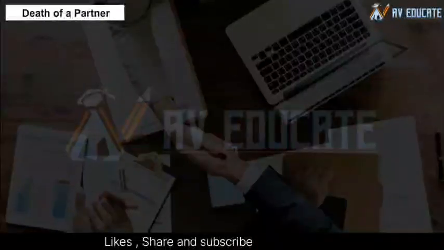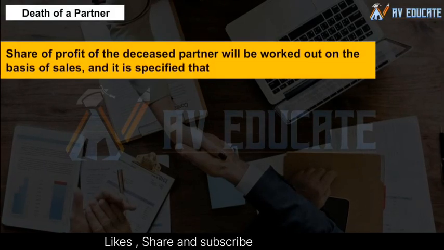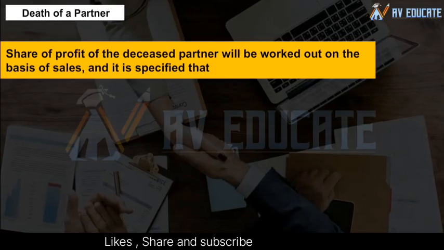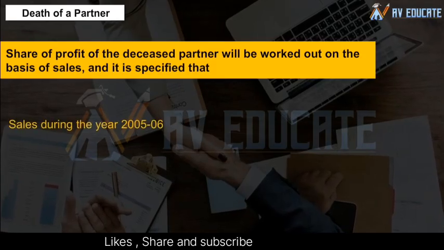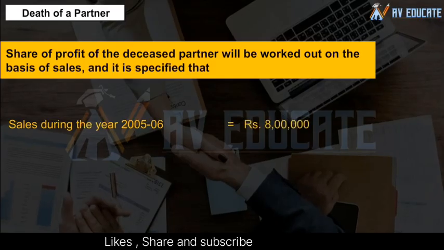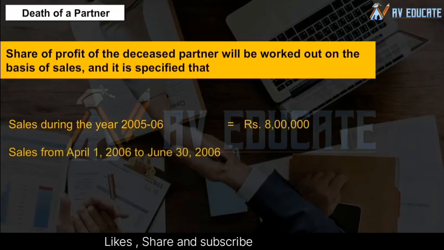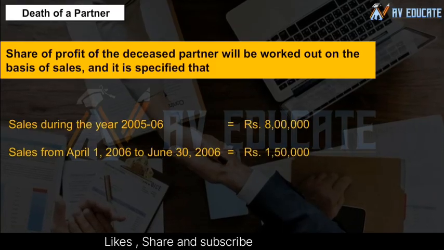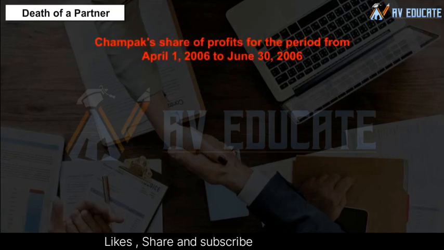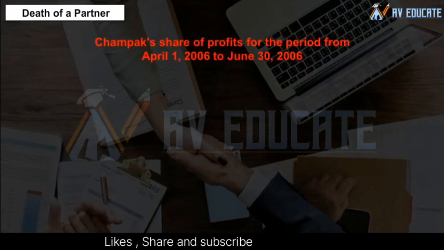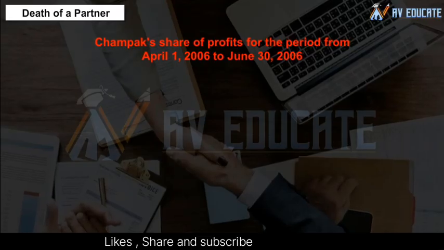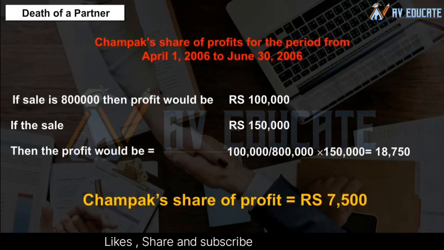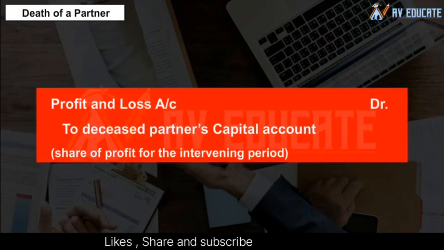If the agreement provides that share of profit of the deceased partner will be worked out on the basis of sales, and it is specified that the sales during the year 2005-2006 were Rs 8 lakhs and the sales from April 1, 2006 to June 30, 2006 were Rs 1,50,000, Champak's share of profit for the period from April 1, 2006 to June 30, 2006 shall be calculated as follows. The journal entry of the same would be.